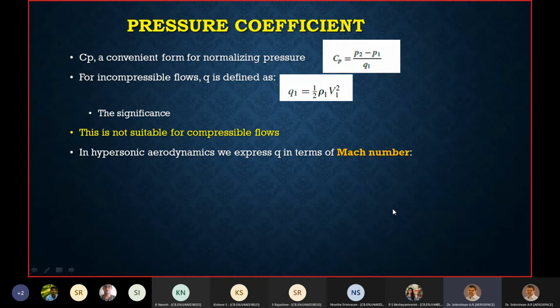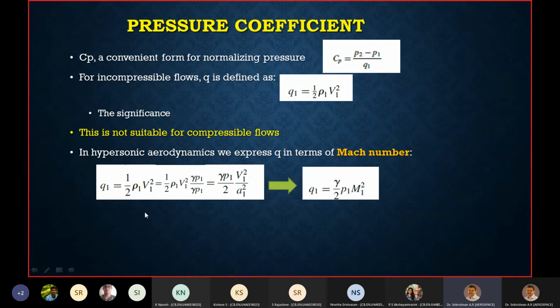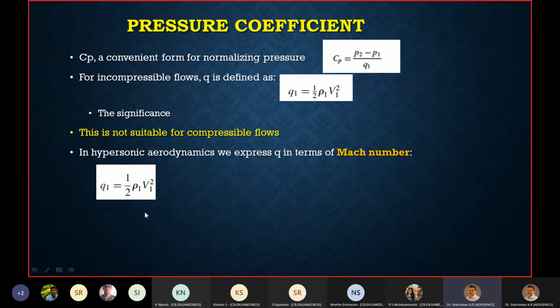Now, we will make use of pressure coefficient, but since we are talking about hypersonic flows, and even for supersonic flows, a more suitable form of expressing this will be, instead of using P1, rho 1 and V1, to express that in terms of Mach number. So the steps here are quite straightforward.